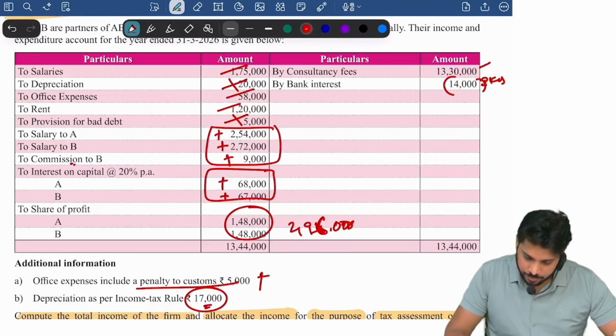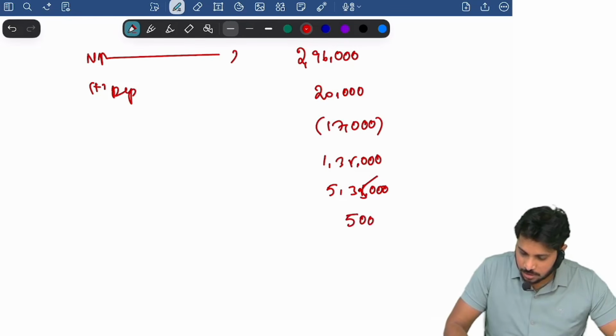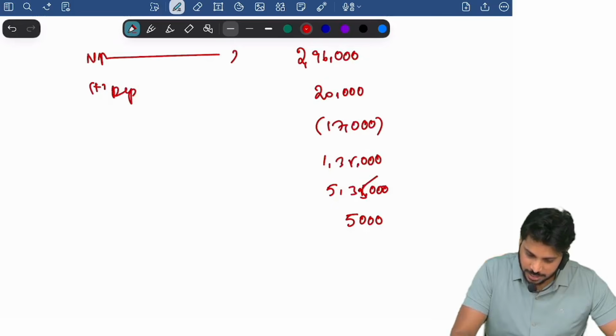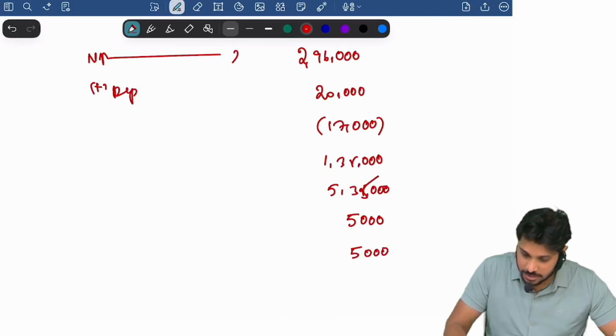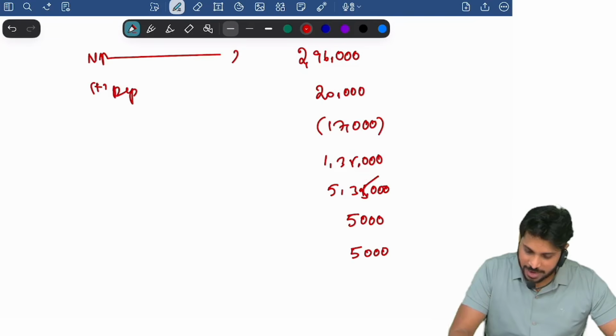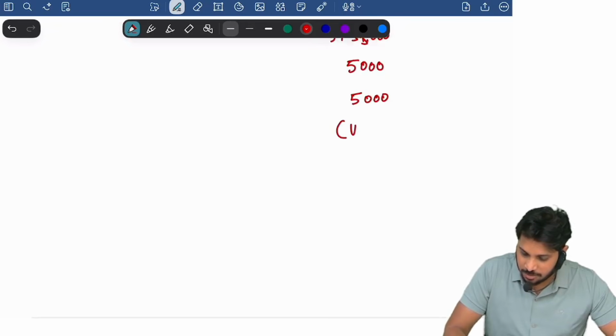5,35,000. Then provision for bad debt, how much is it? 5,000, I'll add back, correct? Then depreciation, I added back. Customs 5,000, I'll add back, correct? Am I right? That's it. Now reduce bank interest for PGBP purpose. Am I right?